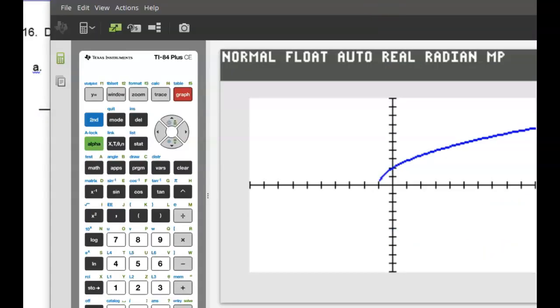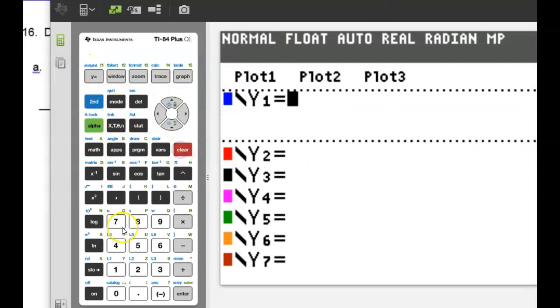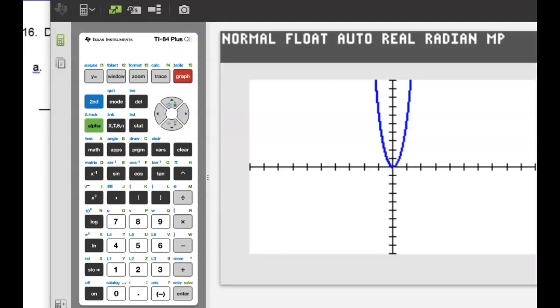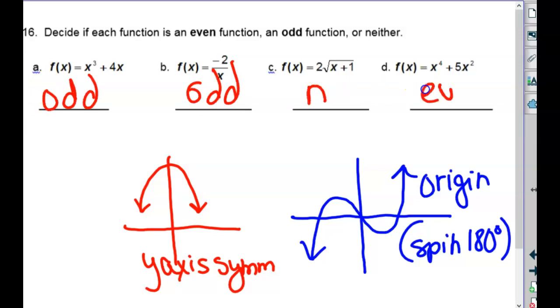And x to the 4th plus 5x squared sounds like an even. Okay, so we had odd, neither, and even. We good?